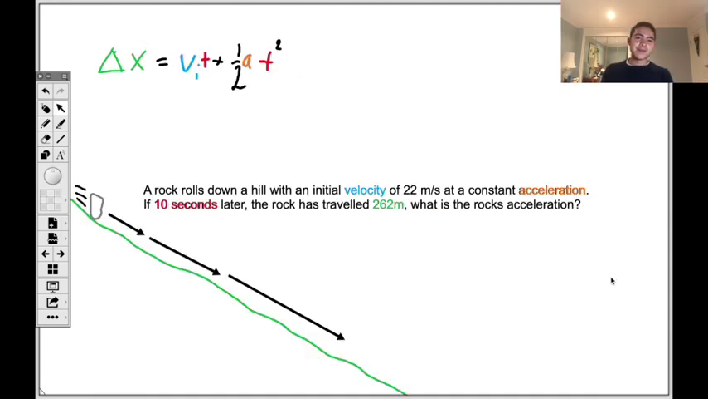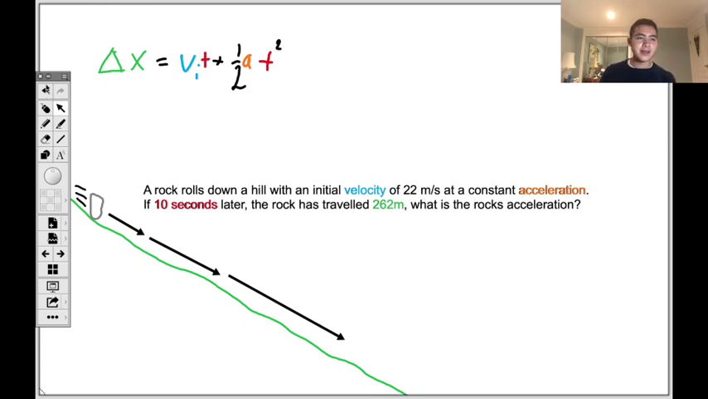This question is similar, except we're solving for acceleration. A rock rolls down a hill with an initial velocity of 22 meters per second at a constant acceleration. If 10 seconds later the rock has traveled 262 meters, what is the rock's acceleration?